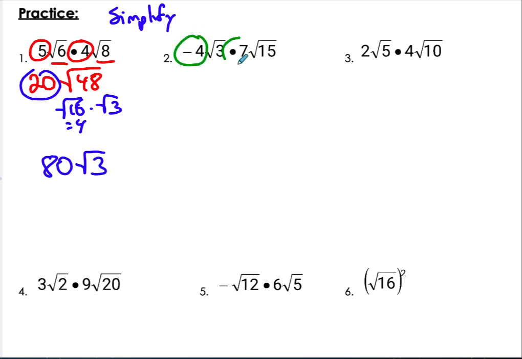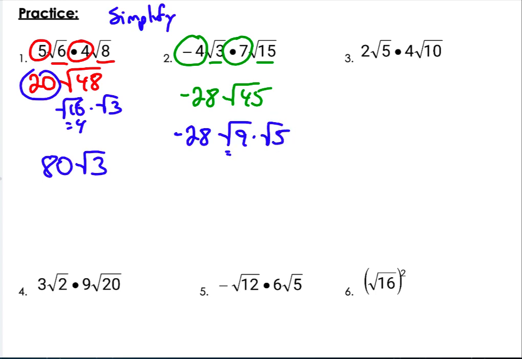Here, negative 4 times 7 is negative 28. Square root of 3 times square root of 15 is square root of 45. So I get negative 28. Square root of 45 is square root of 9 and square root of 5. Well, that's really just 3. So I do 28 times 3, and I get negative 84 square roots of 5.